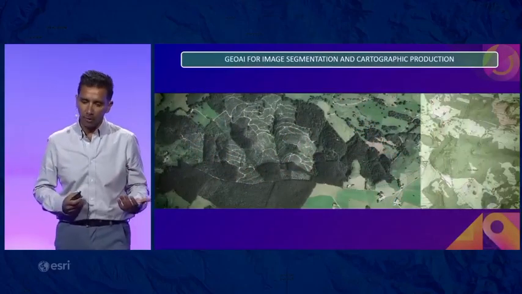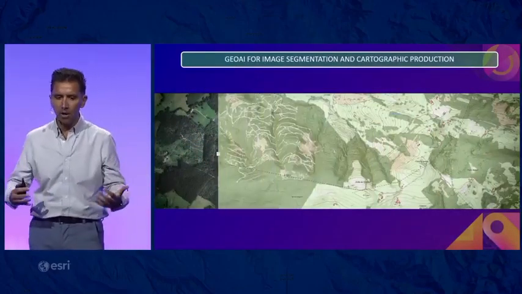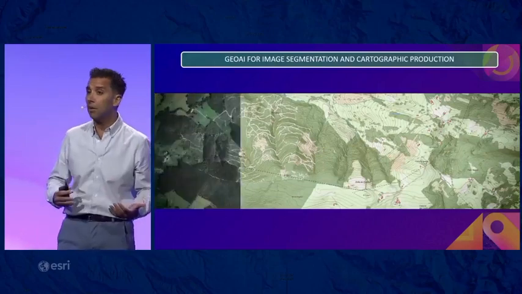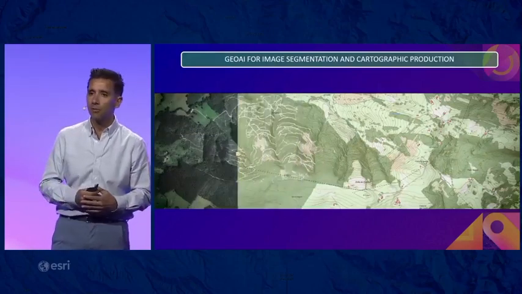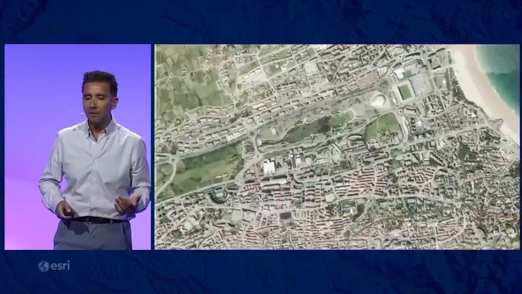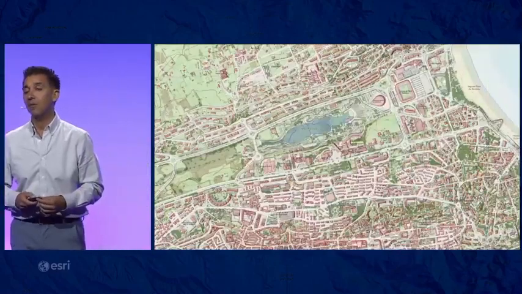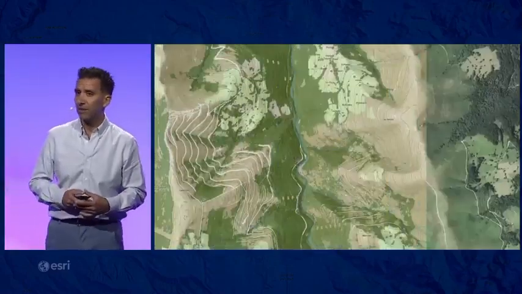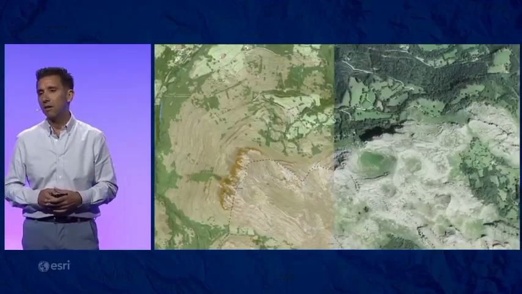Going back to cartographic production, if we combine this superpower for segmenting imagery with a nice symbology, with 3D information coming from LiDAR, what we are actually getting is a real map. A real map that works in city centers. A real map that works on open earth in every single situation.